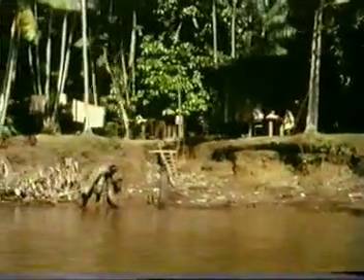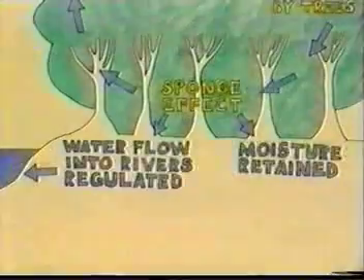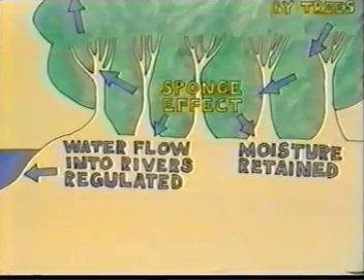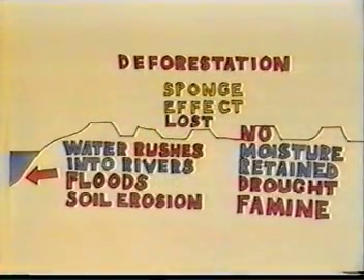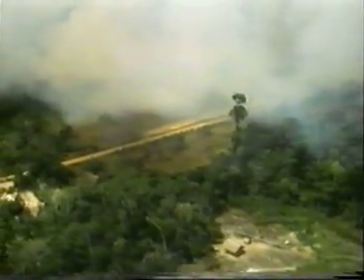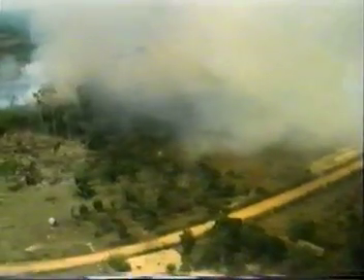By acting like a sponge, rainforests regulate the flow of water into rivers and retain moisture to tide over dry spells. When the forest is cut down, this sponge effect is lost. Instead of the forest soaking up the heavy rain, it rushes straight off the land, eroding away the soil and flooding the rivers. And with no forest to retain moisture, dry spells become droughts. Deforestation leads to a loss of rainfall, floods and drought.